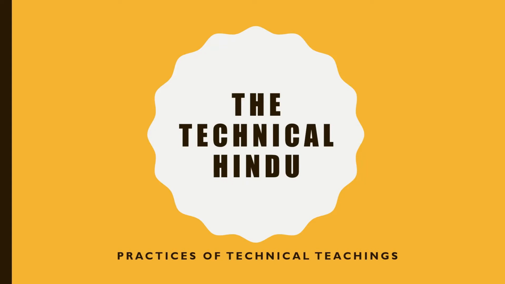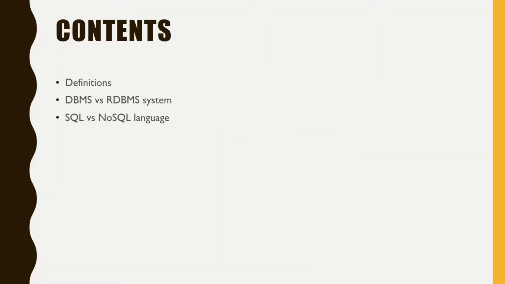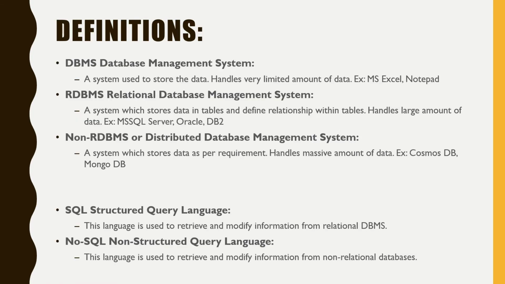This is third part of series Introduction to DBMS. In previous parts, we have seen what is data, databases, history of databases and evolution of DBMS systems. Today, we will understand definitions of different terms related to DBMS, difference between DBMS and RDBMS, and difference between SQL versus NoSQL language. So let's get started. Let's start with definitions of these terms.